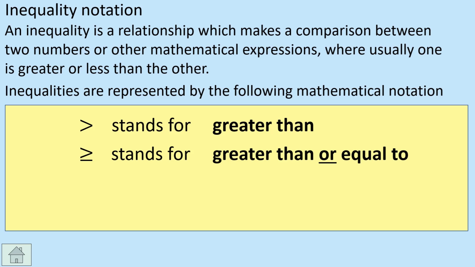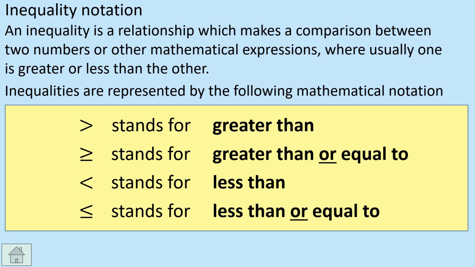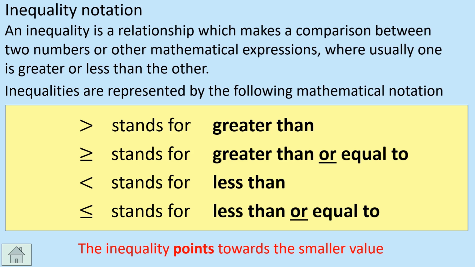So in this particular case, the two sides could be the same, but it'd be the same or greater than, essentially. And then you've got the flip side, where the arrow points the opposite direction, which stands for less than. And then, it goes without saying, if you've got the same arrow pointing left with a little line underneath it, it stands for less than or equal to. Something to note is that the inequality points towards the smaller value. Bear that in mind.